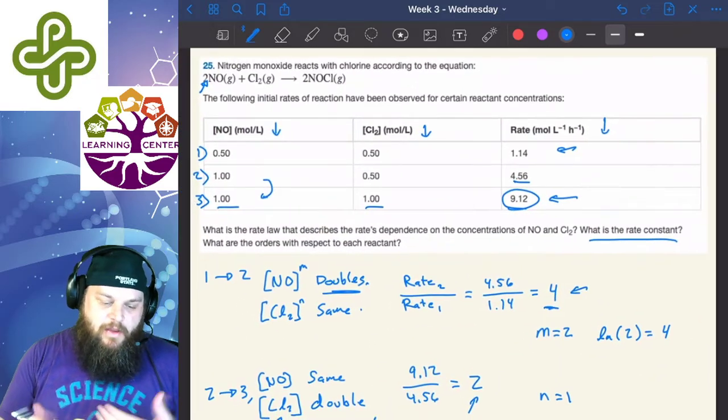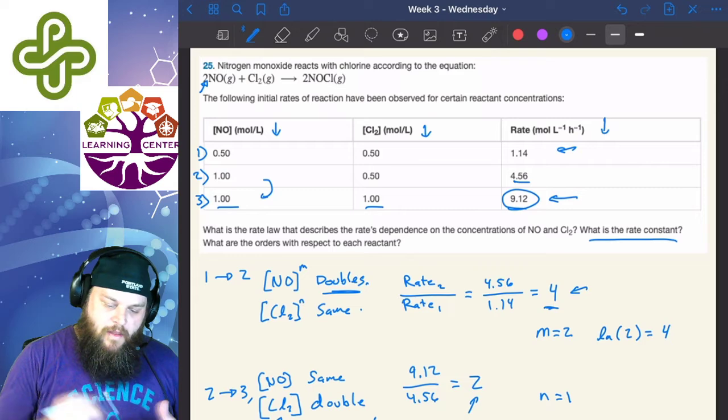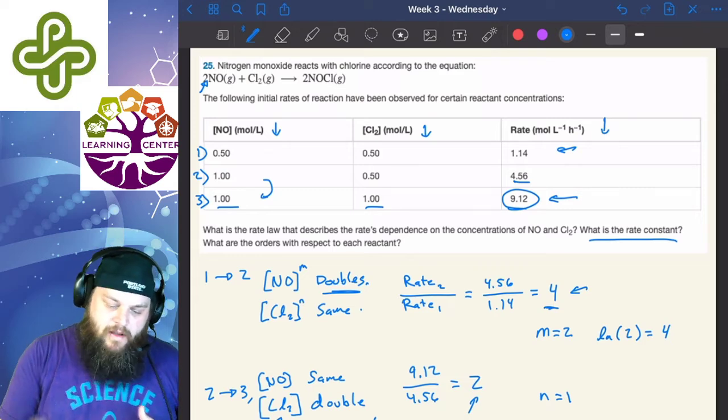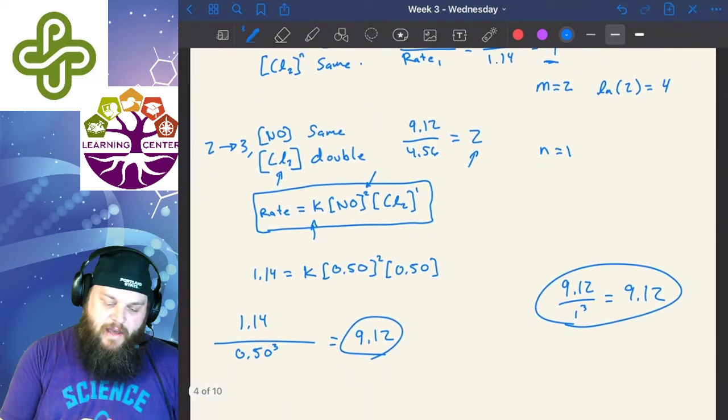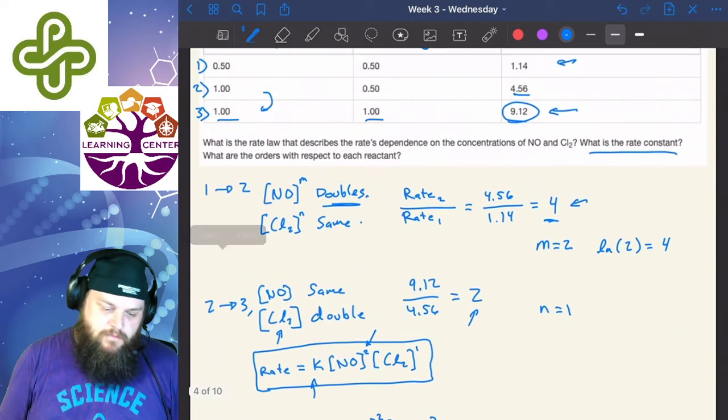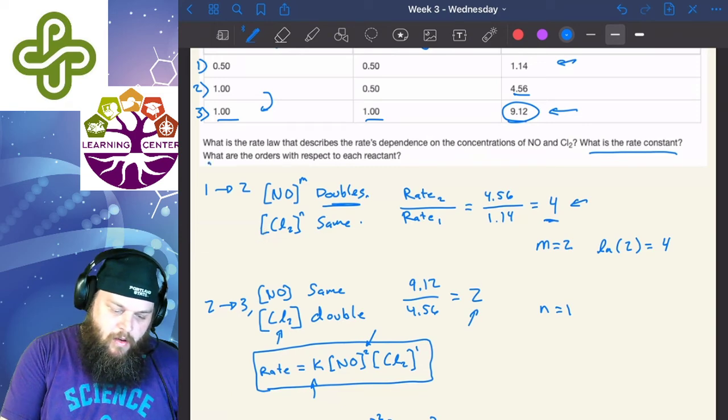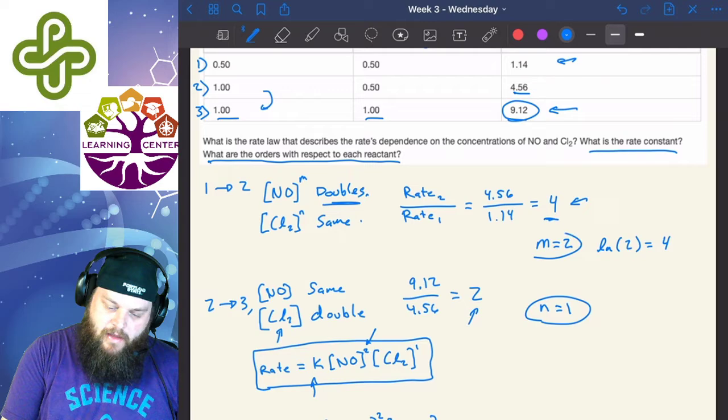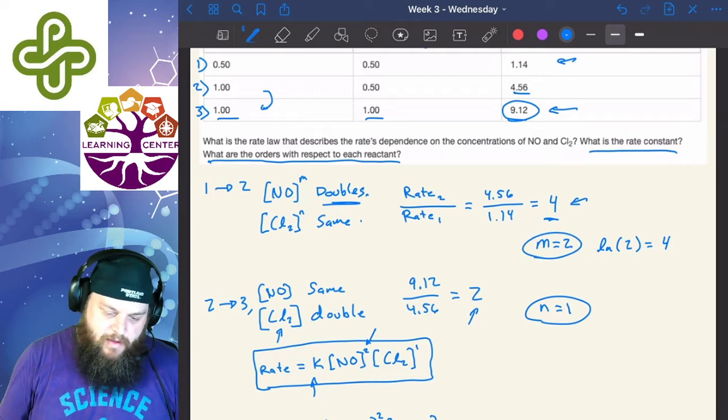So that's one way we can determine the rate constants. Once we have the values, we can plug them in and find that value. So that's going to equal K. And they want to know what the orders are with respect to each reactant. Well, we determined that here and here. So I think we've solved everything here.